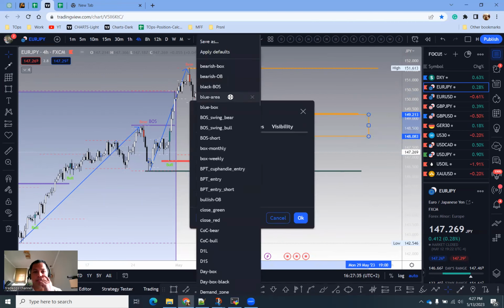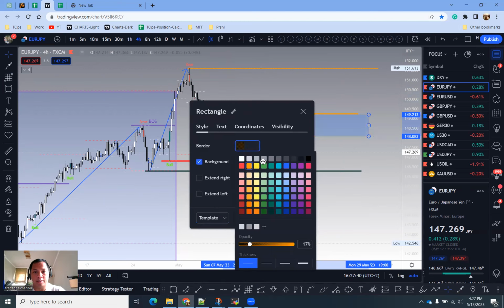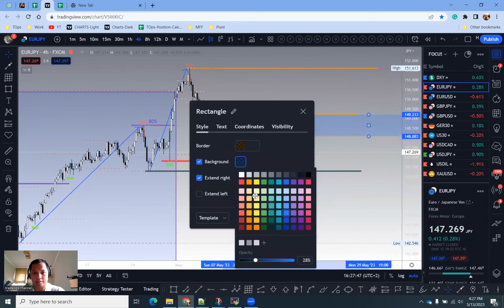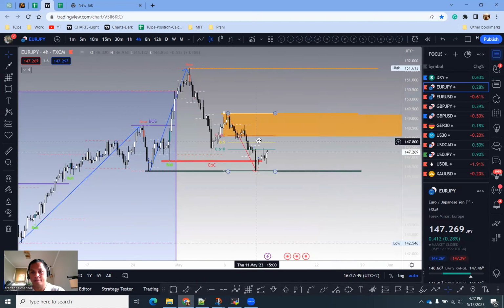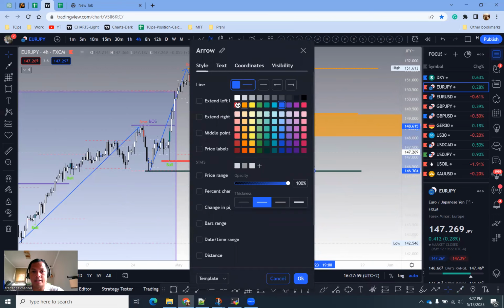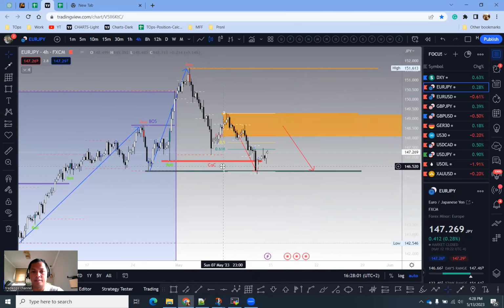So malaki ng area ko. So orange area. So paano magre-react yung price at this area? So in that case, nagkakaroon ng rejection. So it's really possible that price will head back to the support level. So okay, so that's the way how I trade, how I analyze the market.